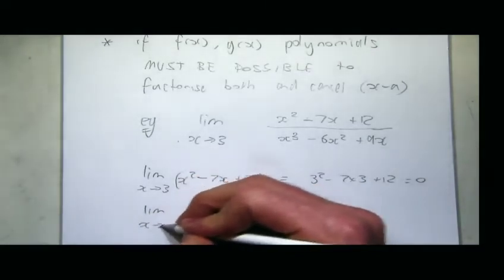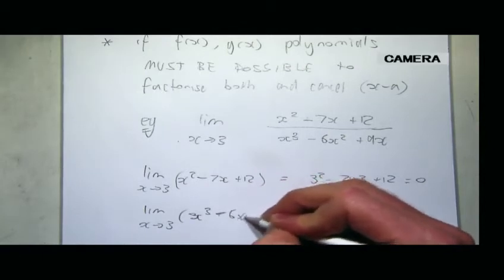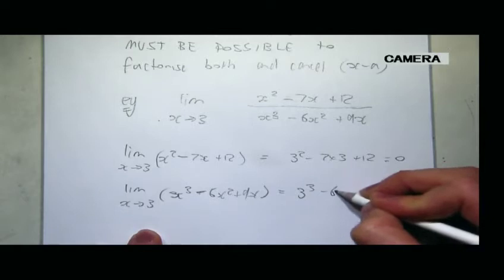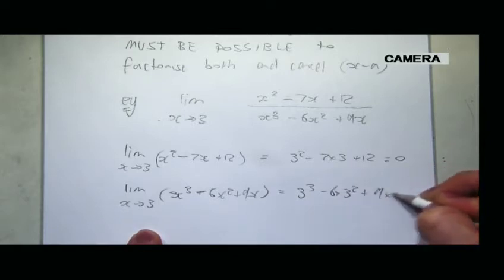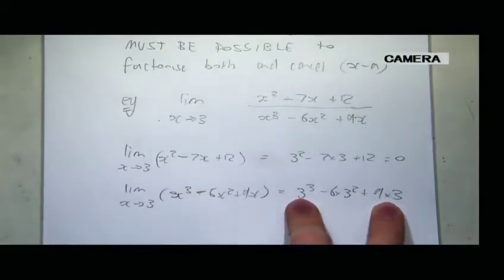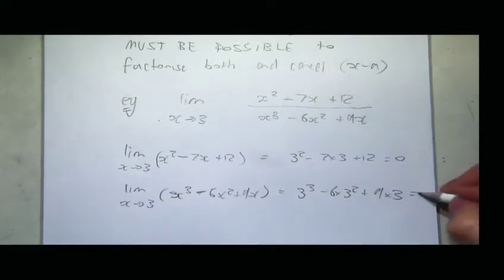The limit as x approaches 3 of the denominator: 3 cubed minus 6 times 3 squared plus 9 times 3. 9 times 3 is 27, and 3 cubed is 27, so we've got two lots of 27. 6 times 9 would be 54, which is 2 times 27. So it comes out to 0, which is the whole point of this example. So that means it's possible to factorise.